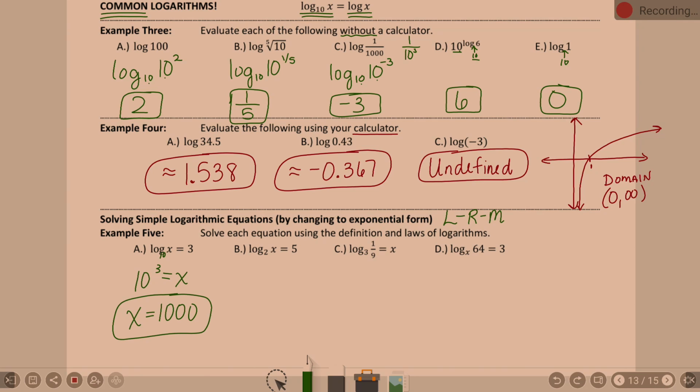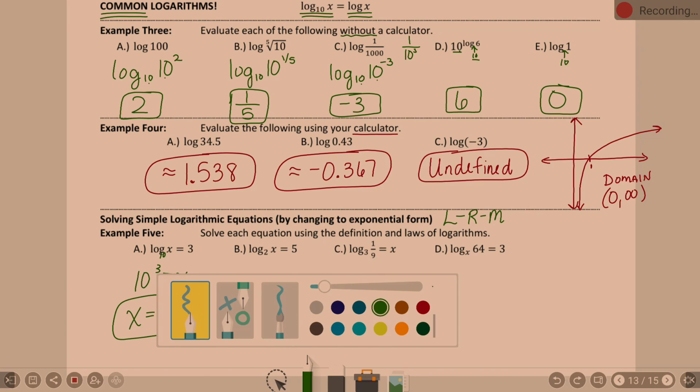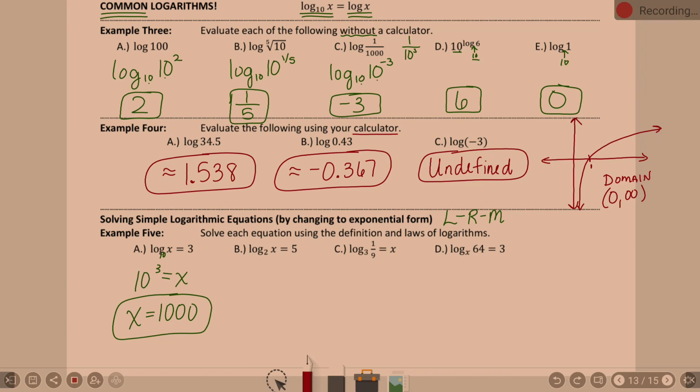Okay. I'm not saying what you're saying is not true, but it's not what I was looking for. Okay. What about B? This time we have a base other than 10. So the base of 2 on the left raised to the 5 on the right is equal to x in the middle. Again, do I have any solving? I don't. So what is x? 2 to the 5th is 32.